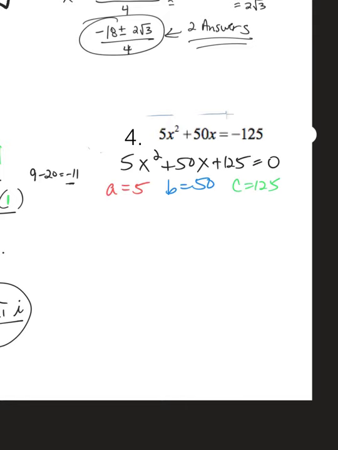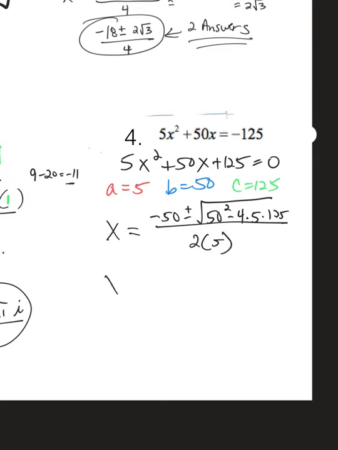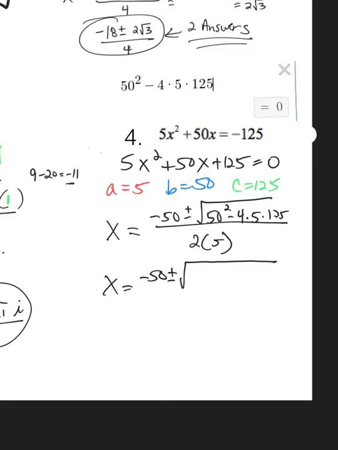So if I plug this in, I will have negative 50 plus or minus the square root of 50 squared minus 4 times 5 times 125 all over 2 times 5. This is complicated enough for me to want to put this in Desmos to figure out what my discriminant is, so I'm going to do that. So go ahead and look up here. This is the result: 0.